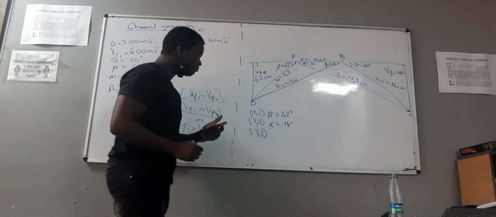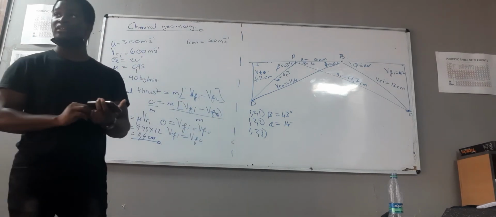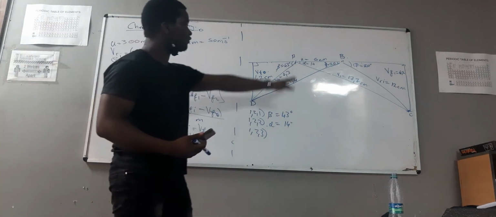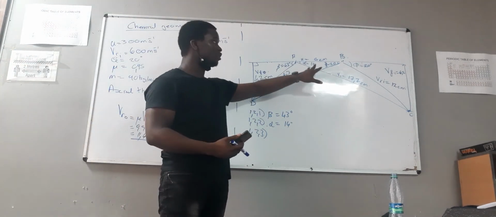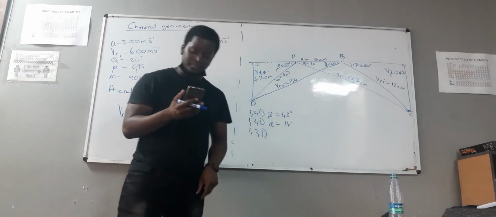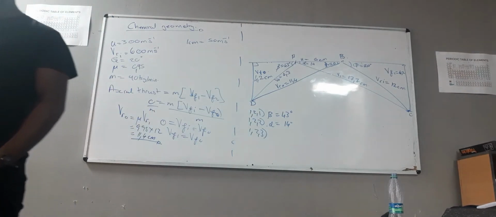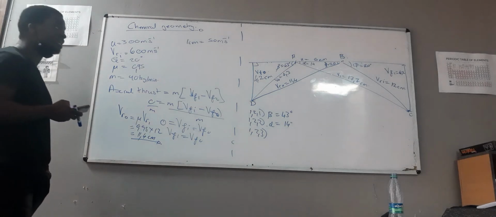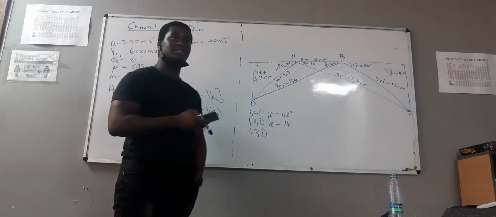What is alpha? Alpha is 14. It's the inlet angle of the gas, or you can say it's the nozzle angle as well. It's one and the same thing. Next one, calculate the exit blade angle. What is our exit blade angle?